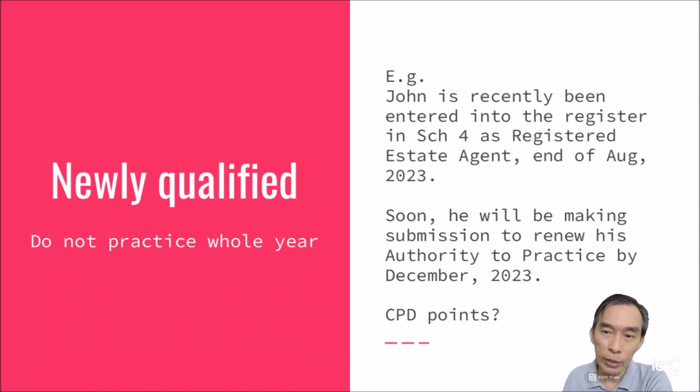Let's say John has recently been entered into the register for estate agent practice. So he is now a registered estate agent at the end of August 2023. This means he starts his practice in September, and from September to year end 2023, he is 4 months in practice. So how much does he need to renew for 2024? Soon he will be making a submission for renewal because his authority to practice ends December 2023. So how does he qualify for his renewal? What do the rules and guidelines say?